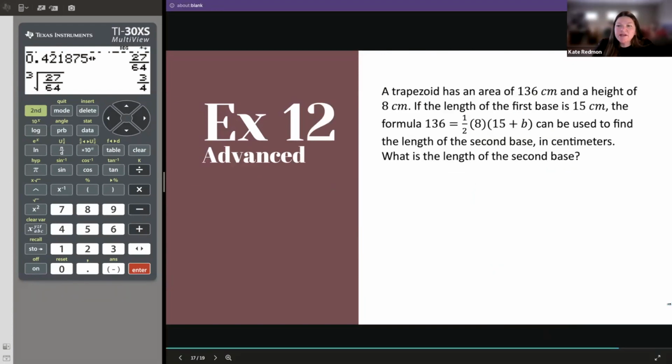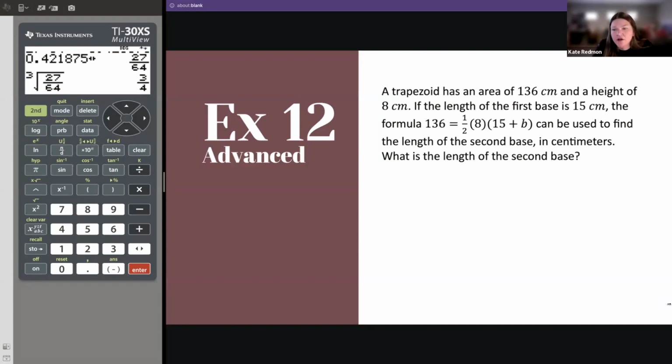A trapezoid has an area of 136 centimeters and a height of 8 centimeters. If the length of the first base is 15 centimeters, the formula 136 is equal to 1/2 of 8 times the quantity of 15 plus b can be used to find the length of the second base in centimeters. What is the length of the second base?